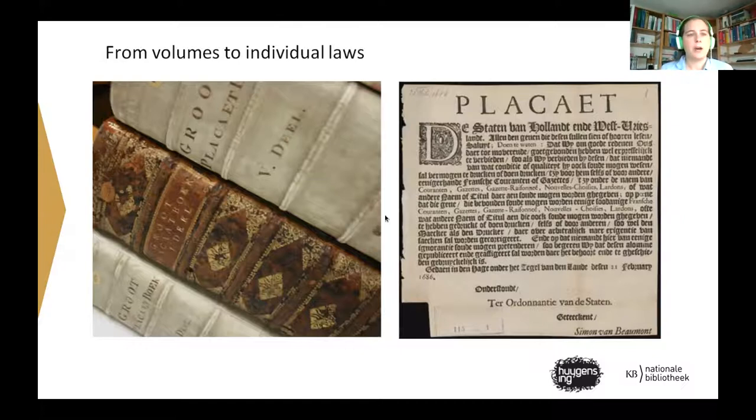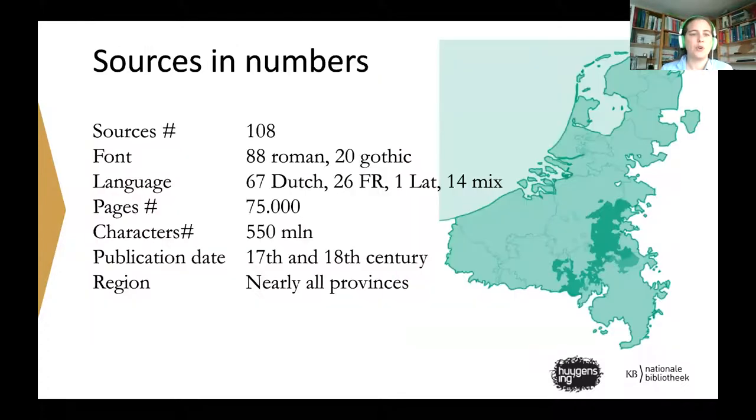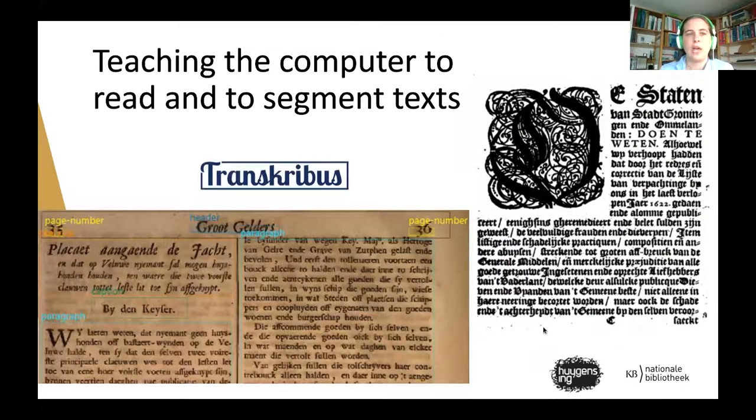We uncovered about 108 books for the Low Countries, and from that there were 88 in Roman font and 20 in Gothic, and we had to deal with several languages, but about 75,000 pages we needed to deal with, or at least that was the hope we had. Obviously a project of 6 months is a bit ambitious to cover all that ground, but what we did was we taught the computer how to read and how to segment the text. And contrary to the Google Books project, the texts weren't really readable when you're dealing with Gothic text. So we needed to train a model, and we did so with Transkribus.